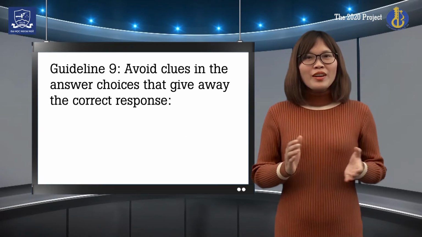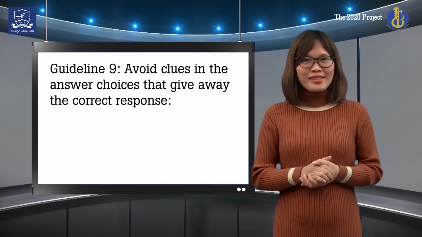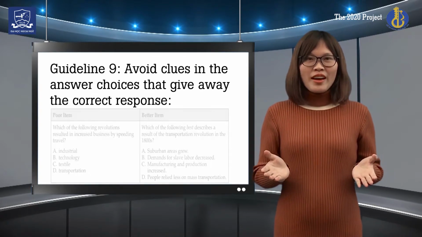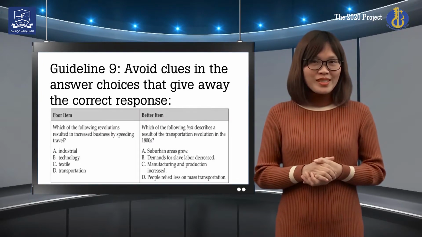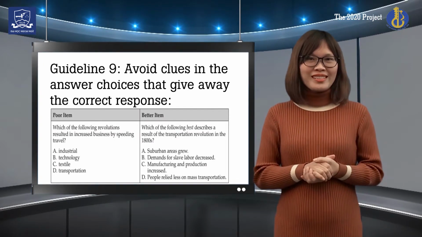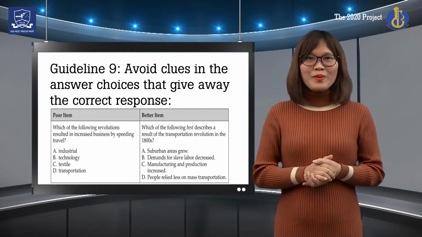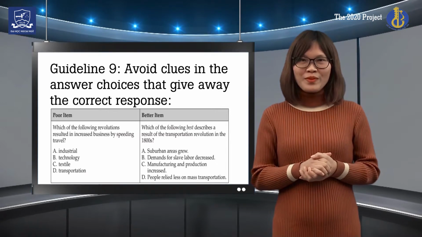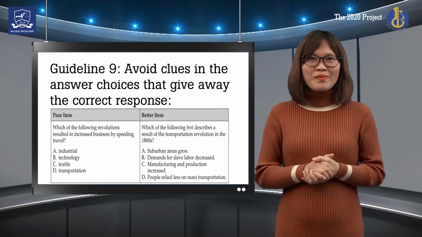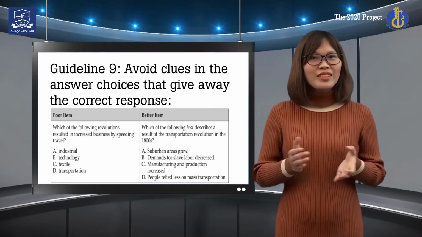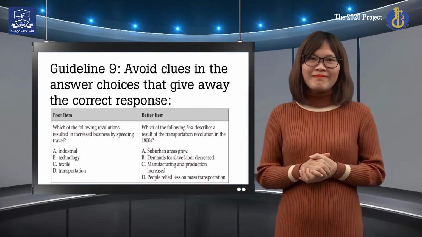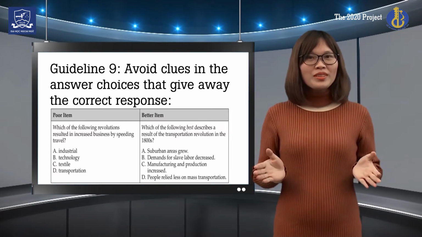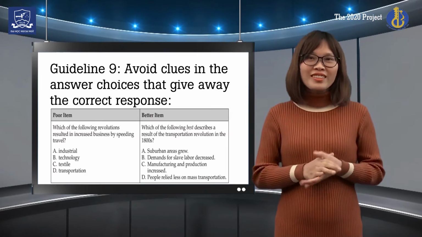Guideline 9. Avoid clues in the answer choices that give away the correct response. Sometimes, a clue to the correct response can be found in the correct response. The correct response may contain a similar term that is used in the item stem, or the answer choice may be the only choice that grammatically completes the item stem. Be sure to review the correct response to make sure that it does not give away the correct answer.